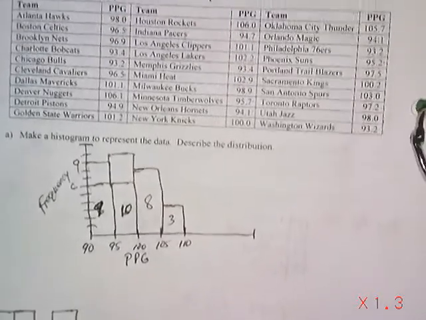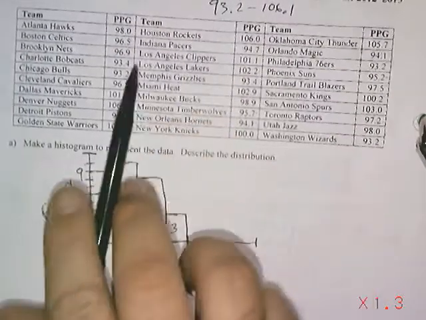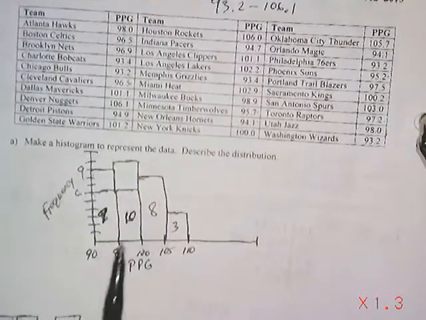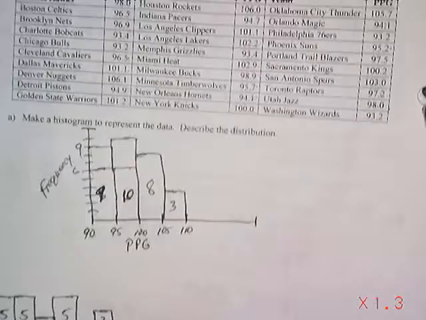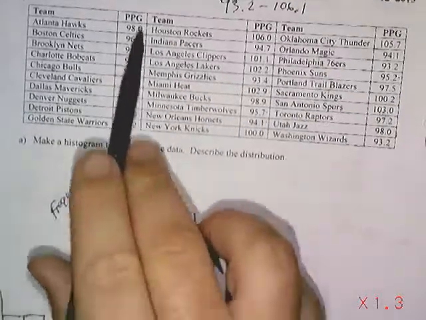So again, we start here, 93 to 95. Well, those same 9 teams that went from 90 to 95 are also in the 93 to 95 category, because nobody scored less than 93 points.